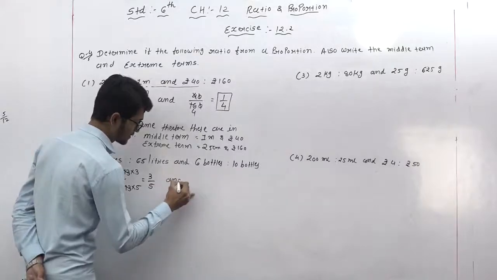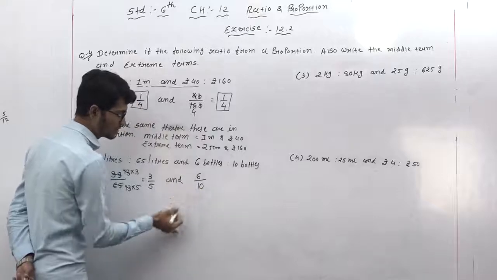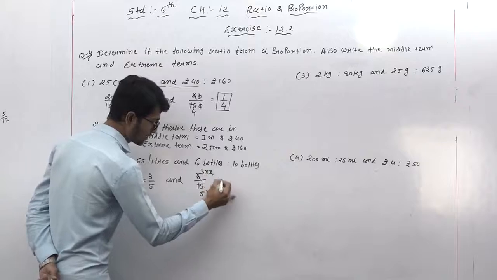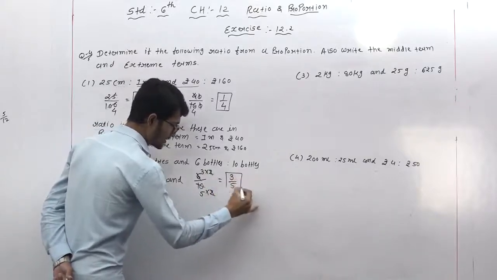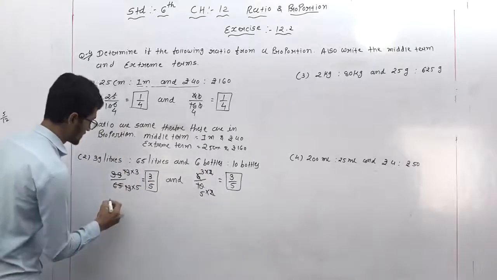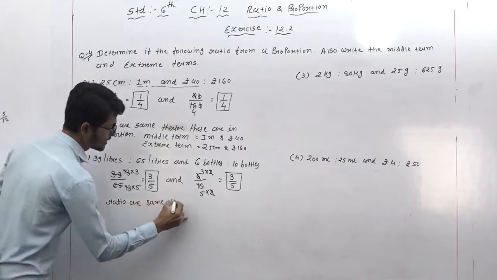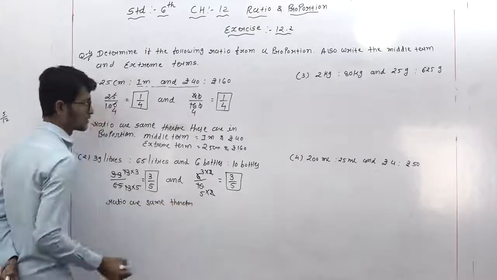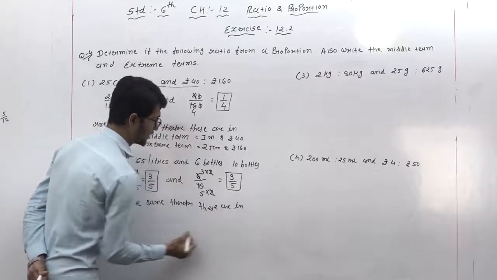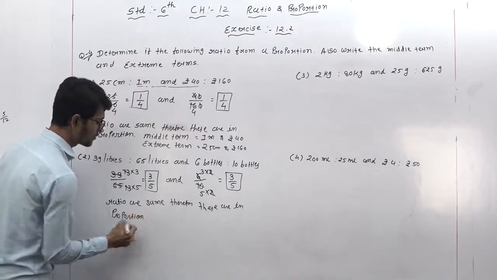Now let's check the next: 6 bottles is to 10 bottles. So 6 by 10. The 3 2s are 6, and here, to cut, means 5 2s are 10. 2 cut. Answer is 3 by 5. Now this ratio is equal to 3 by 5, and here also the ratio is 3 by 5. It means the ratios are the same. Therefore these are in proportion. रेशियो सेम है यानी कि ये दोनों प्रोपोर्शन में है.